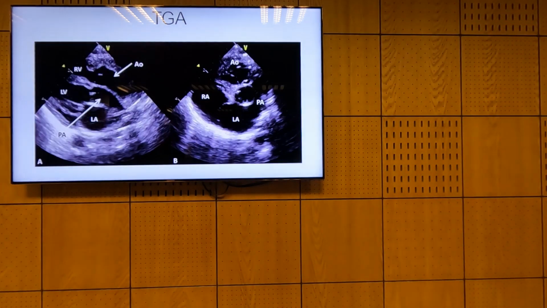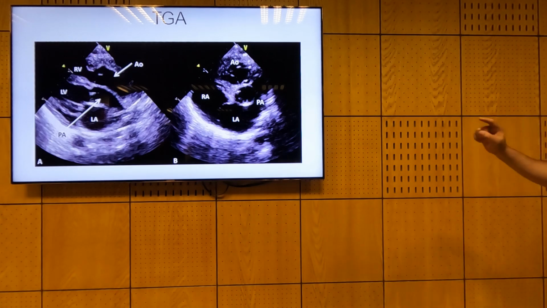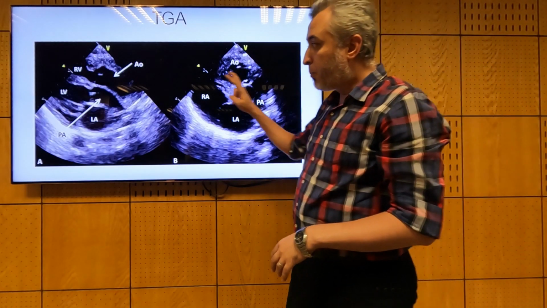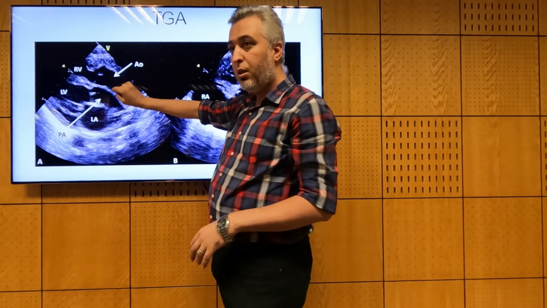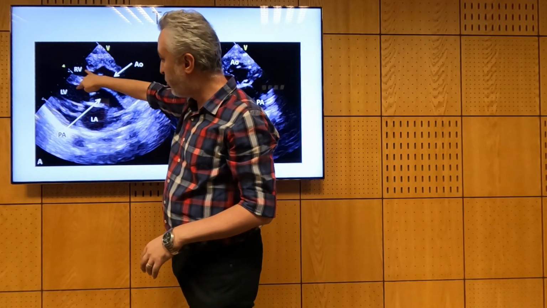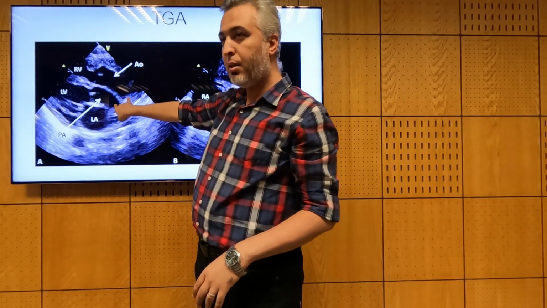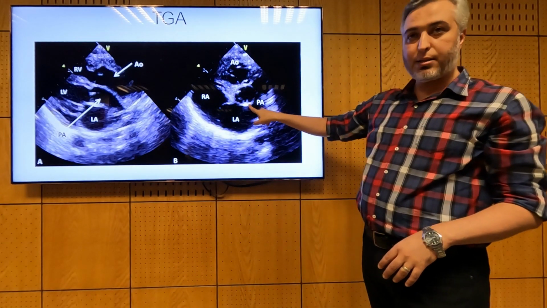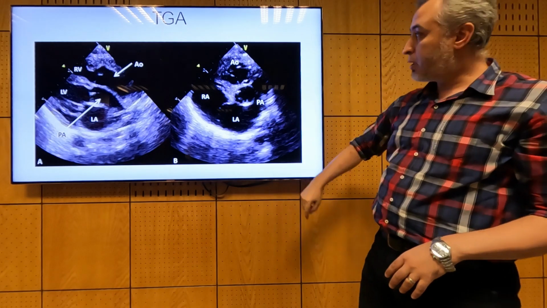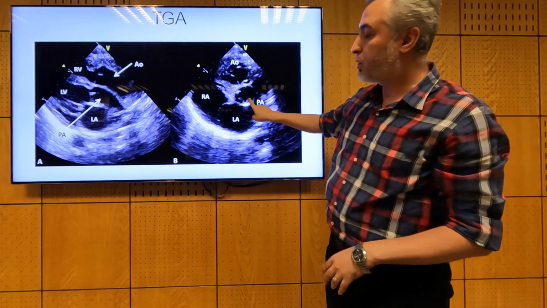And so if you have an echo view for TGA, you can characteristically get both great outflow tracts and great vessels coming parallel. So this is a view showing both outflow tracts in the long axis view, while in this one you get both outflow tracts in the short axis view, okay? While the aorta is anterior and to the right of the PA.